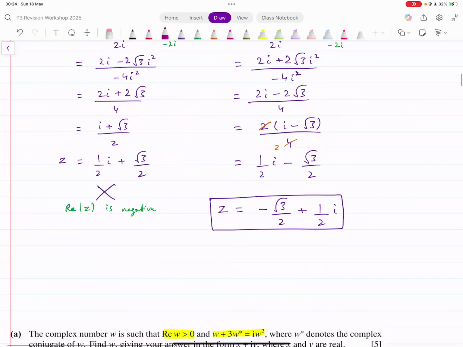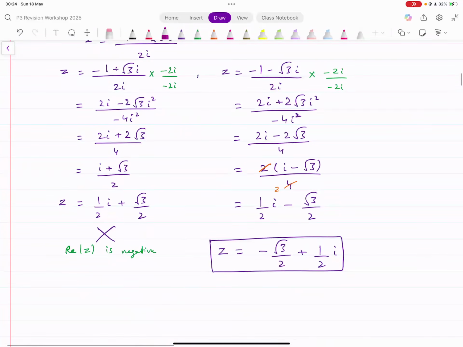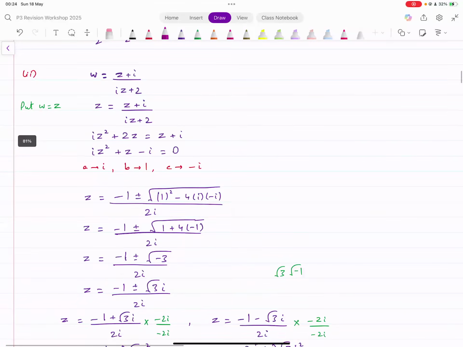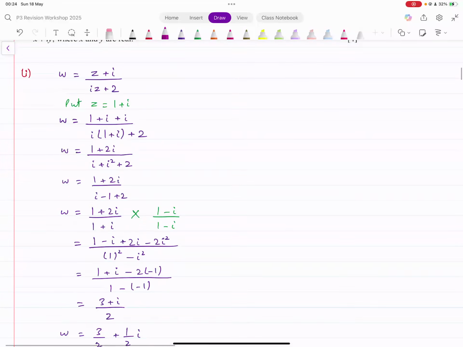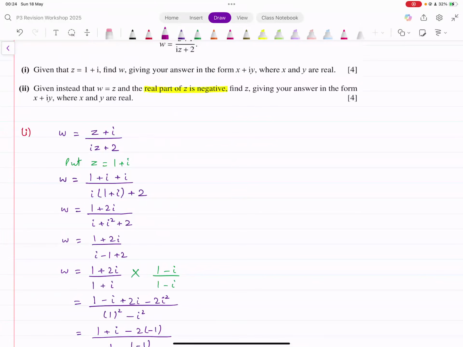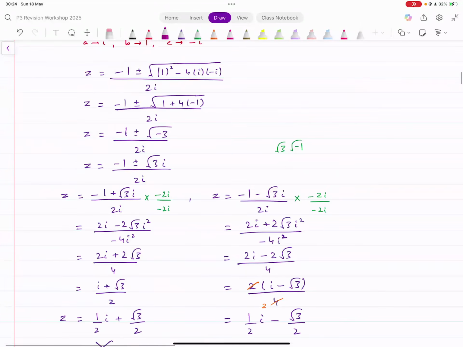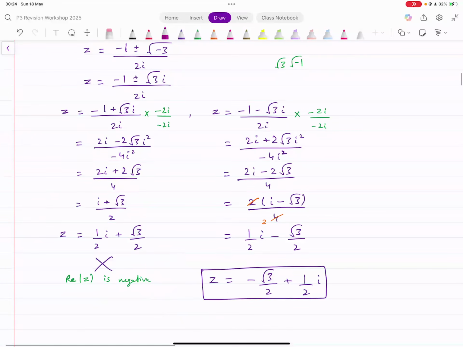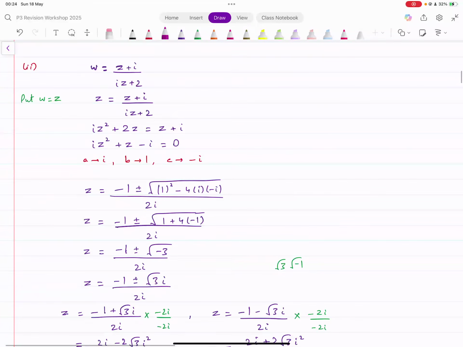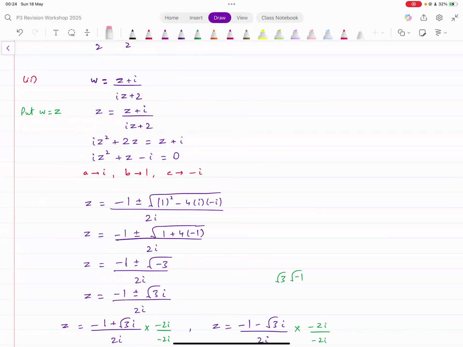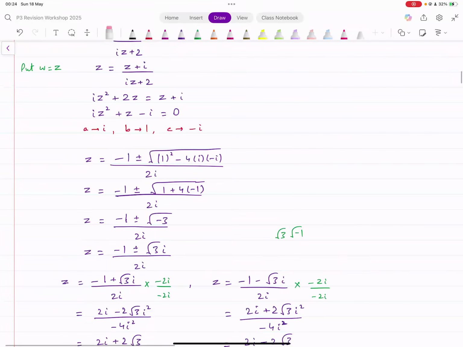Times what by conjugate? I'm not sure what you mean. Let's discuss that at the end. There's no W here. We've already put W equal to Z, right? So the W is eliminated. There's no W anymore, right? Let's talk about that at the end, okay?